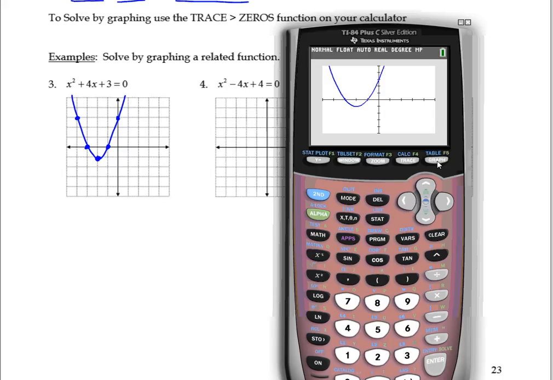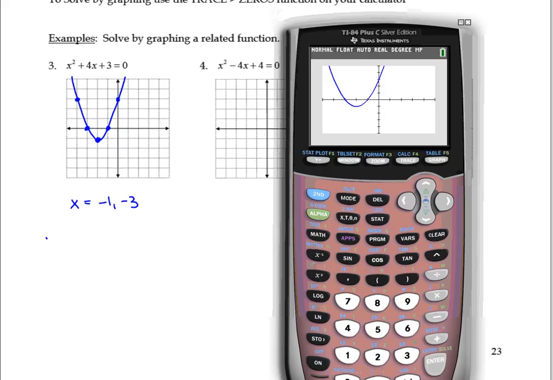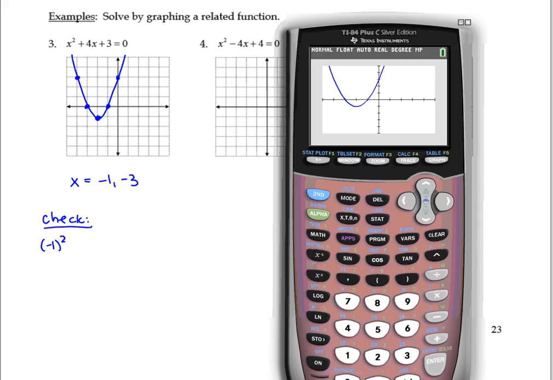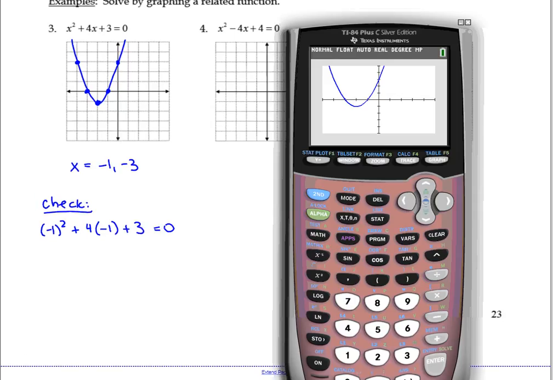Okay. So the roots or the solution, it says solve. The solution, when it says to solve, is what values of x would make y 0? Or what are my x-intercepts here? What are the x-intercepts? -1 and -3. Okay, that would be our solution to this equation. And you can check that by just plugging those numbers in. Does -1 squared plus 4 times -1 plus 3 equal 0? Well, let's check.